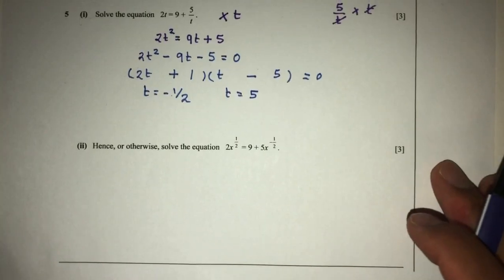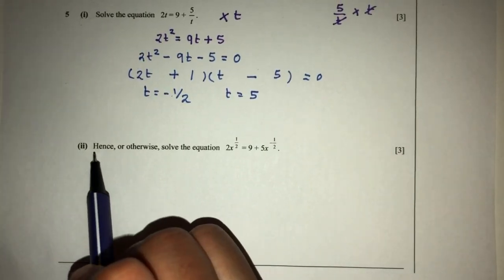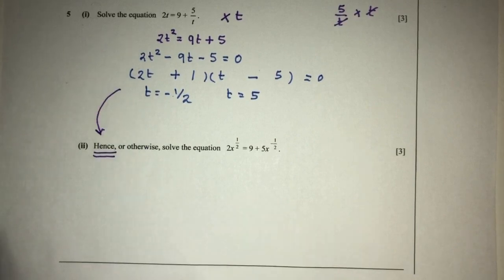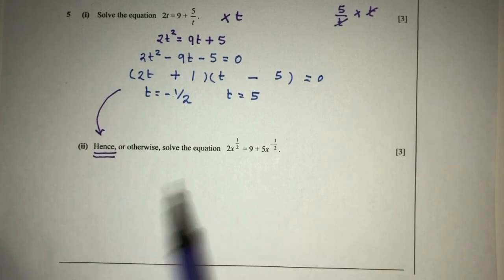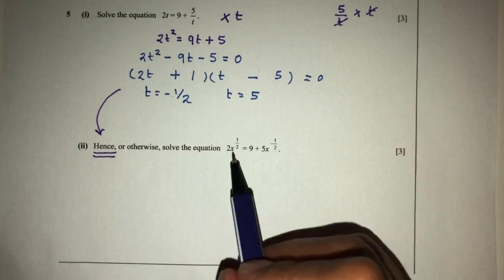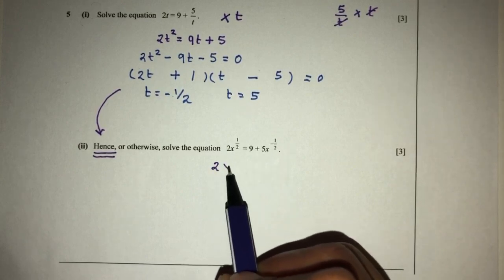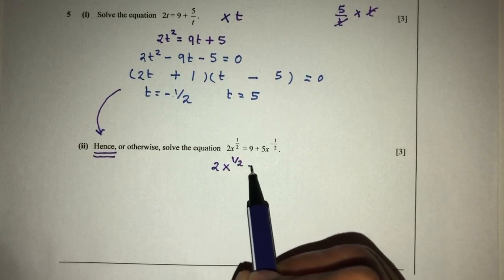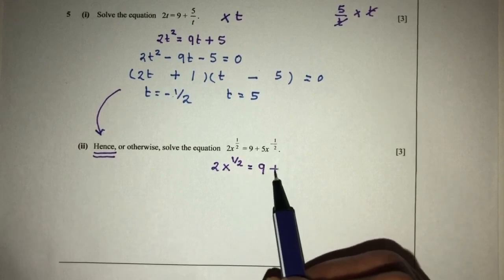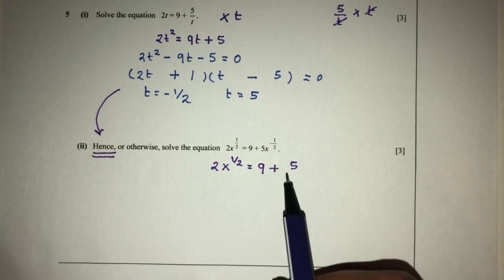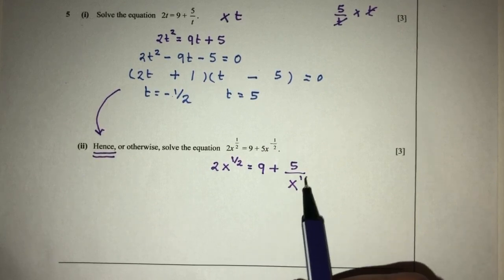Okay, so now for part B, as you can see, hence. Whenever you see hence, you have to use the previous answer to try to find this question. We have to solve this equation. So if you observe, what happened here is, let me rewrite this down. This is 2x to the power half is equal to 9 plus 5. We can bring this down. This is negative here. If you bring this down, it becomes a positive value.